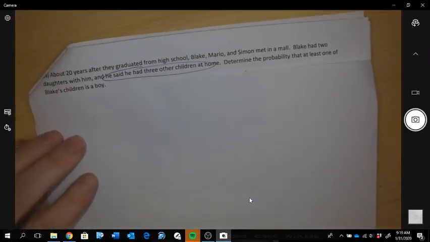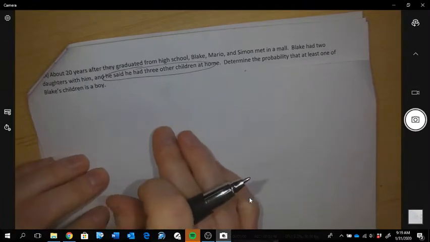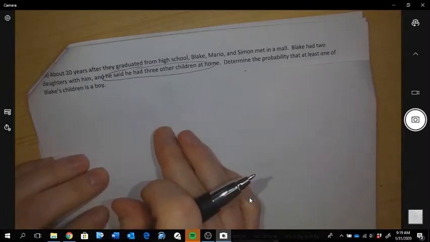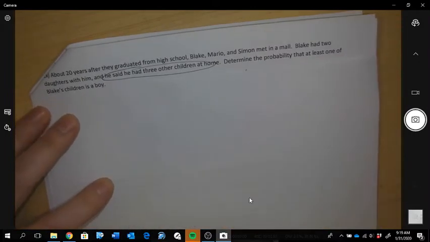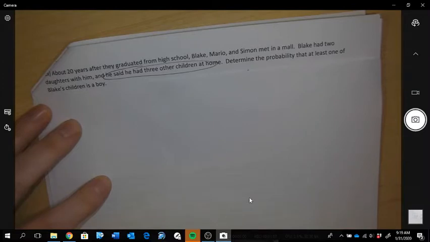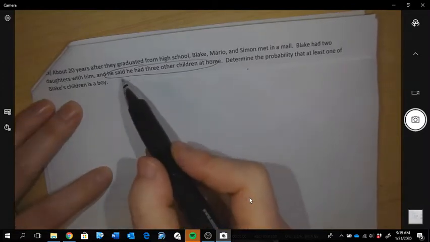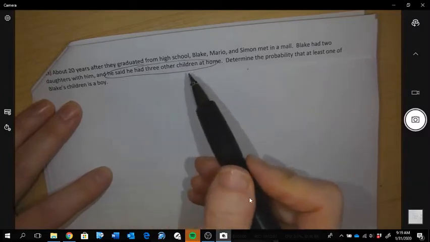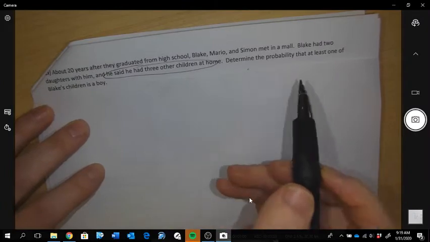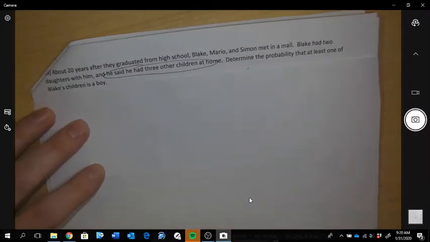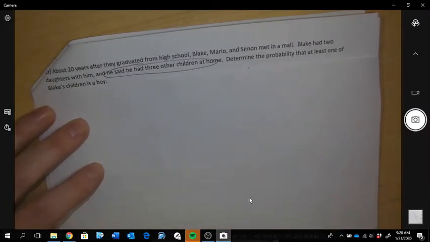Okay, next one. About 20 years after they graduated from high school, Blake, Mario, and Simon met in a mall. Blake had 2 daughters with him, and he said he had 3 other children at home. Determine the probability that at least one of Blake's children is a boy. So we are considering just this piece, because we already know these 2 daughters with them. So just between these 3 children at home, what's the probability that at least one is a boy?